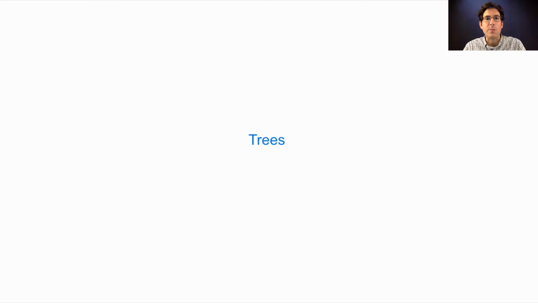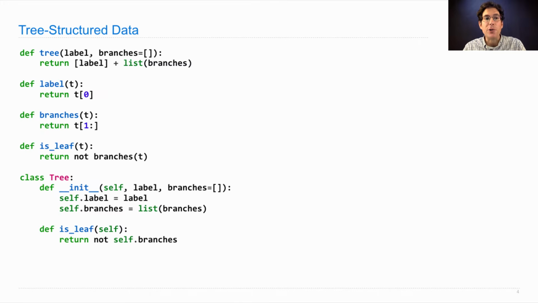In this course, we've discussed trees many times. Tree structured data could be represented either using a list, using the tree data abstraction, which has this constructor and these selectors, and a helper function isLeaf that tells you whether or not a tree is a leaf.